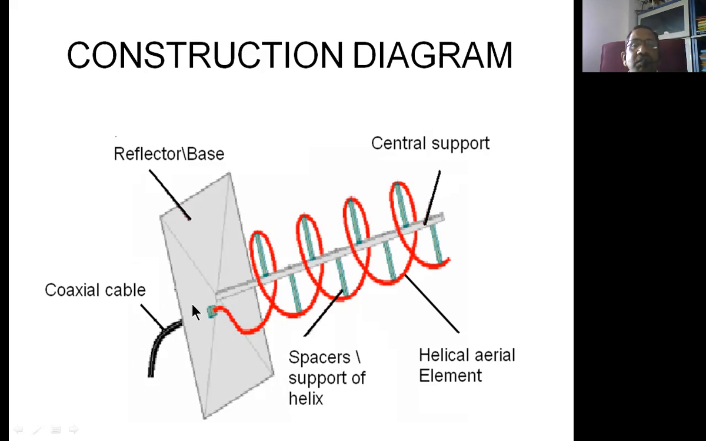The next one is the central support rod. And these are the spacers or support for the helix. So this is the helix that you are going to connect. When you wind a copper wire in a circular fashion, we call this a helix. Therefore the shape of this is called a helix. Since the shape of this loop antenna is in the form of a helix, we call it a helical antenna.